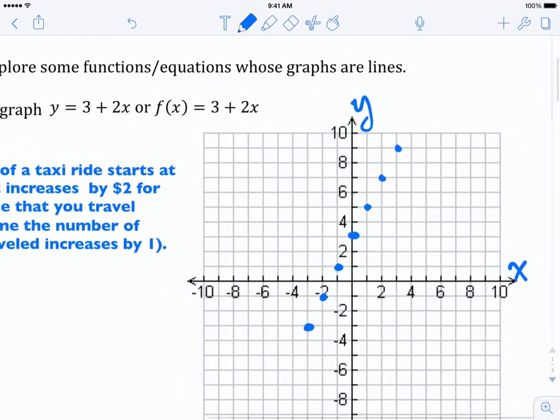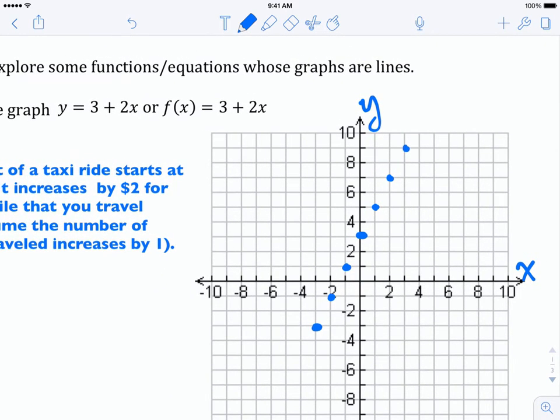And you can see that these are all creating a line. And right now we're exploring equations and functions whose graphs are always going to be lines. So I think we have a lot of information here, and we are in a position to extrapolate and draw the rest of our line.